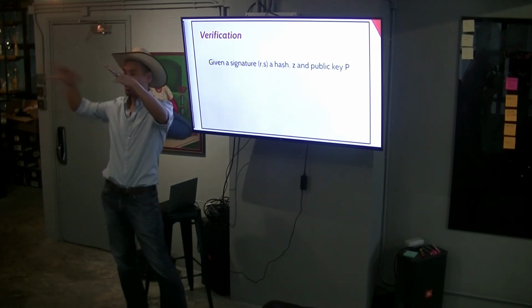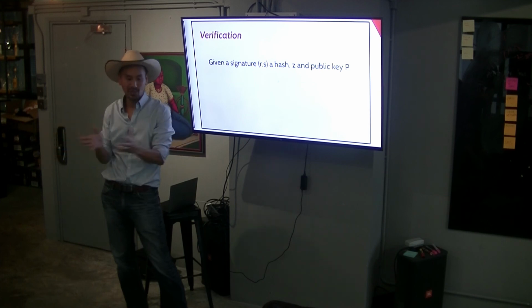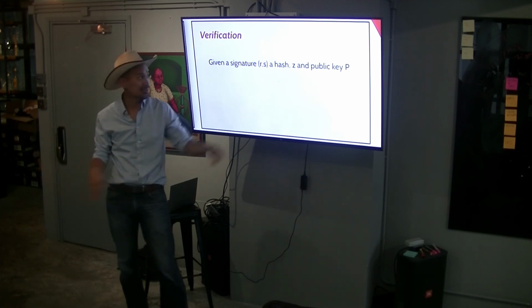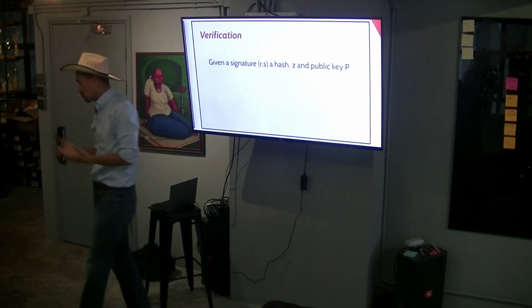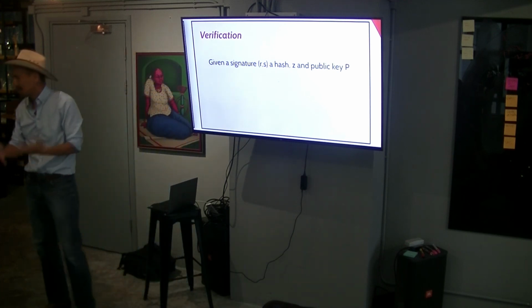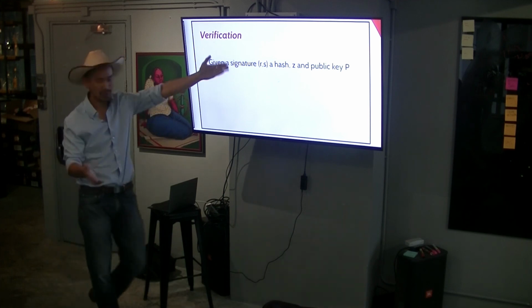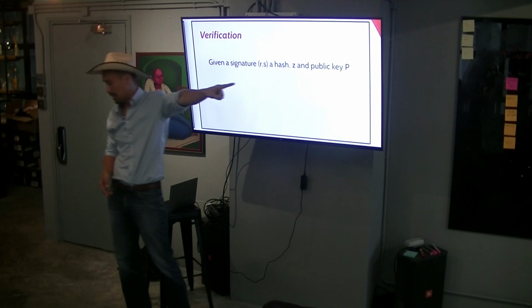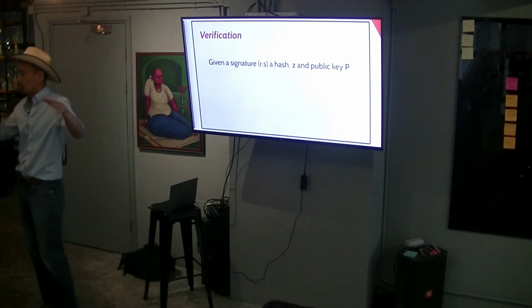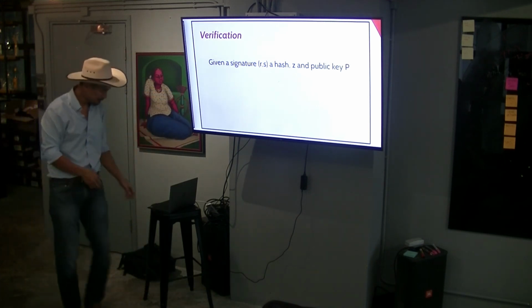It could be a very large message. You hash the whole thing into 256 bits, and that's what you sign. This is the same for PGP or anything else. You have some hash that you're going to sign. And then you have the public key P, because that's the thing that you reveal to everybody else.